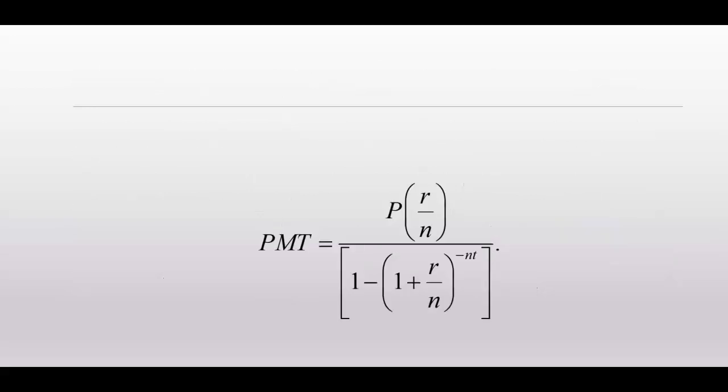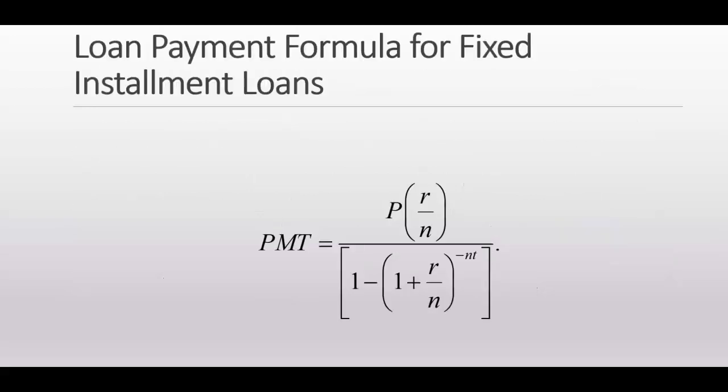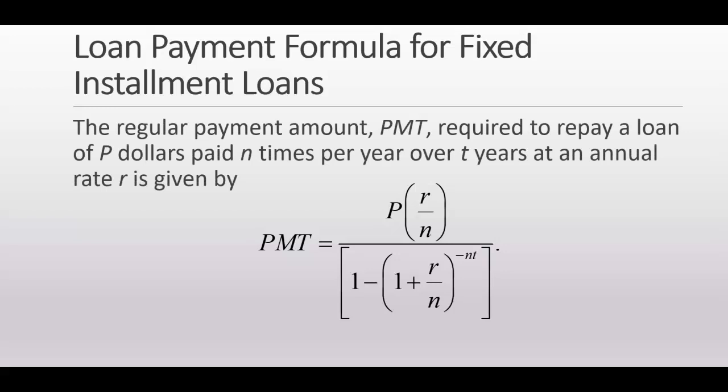So let's go ahead and look at the formula for loan payment. This is the formula for loan payment, which is called the PMT. That is your regular payment amount, where P stands for the principal amount, R stands for your rate, N stands for how many times you're paying per year, and T stands for the time.